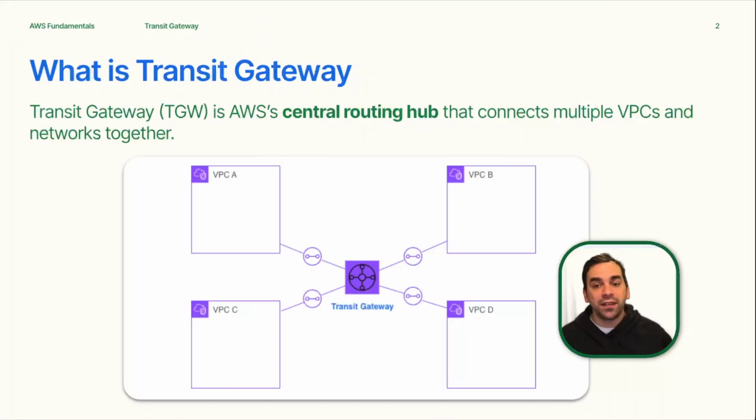The key benefit is scale. As you add more VPCs, you just need to add more attachments. You don't need to create a whole new web of connections.